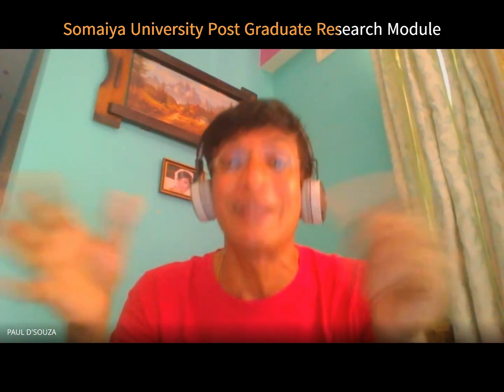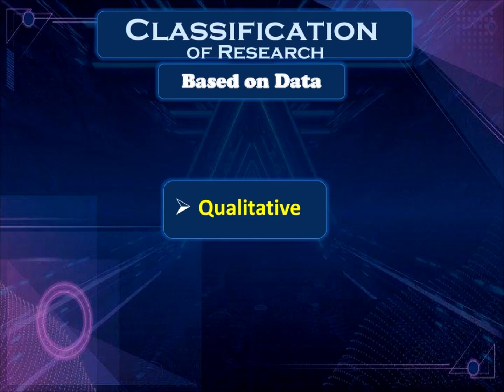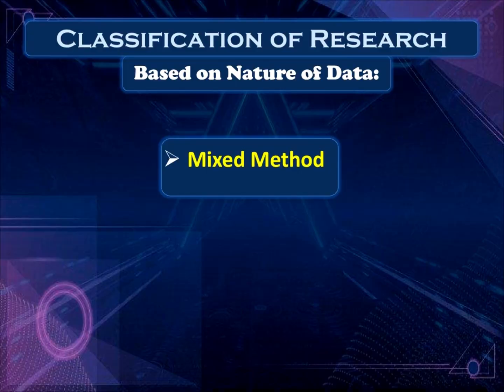There's no correlation at all. So qualitative. Now there is a third kind of research, which is called mixed research. Mixed research is when you do research which involves qualitative variables as well as quantitative variables, then you'll call it a mixed method research.